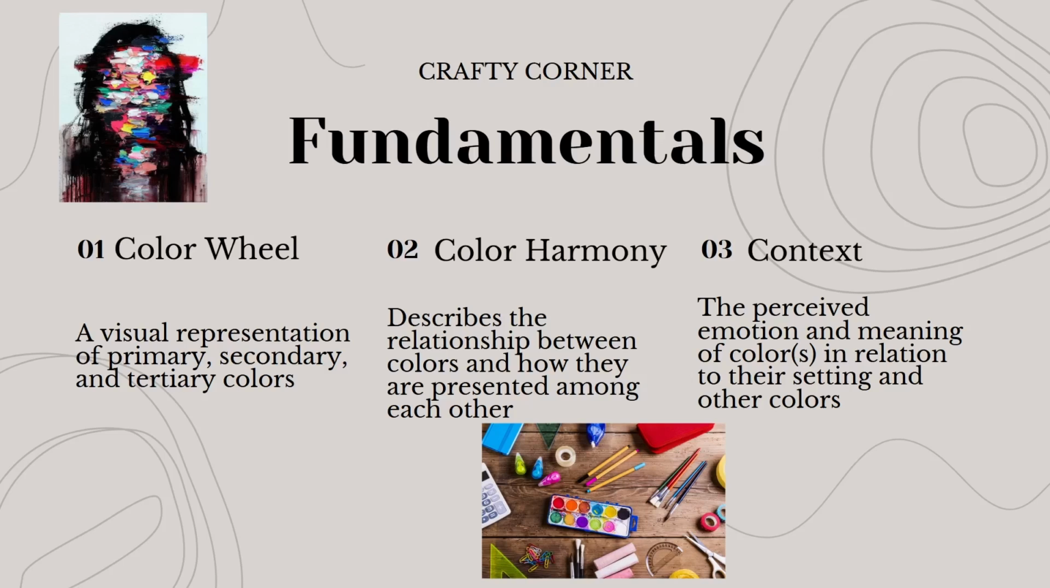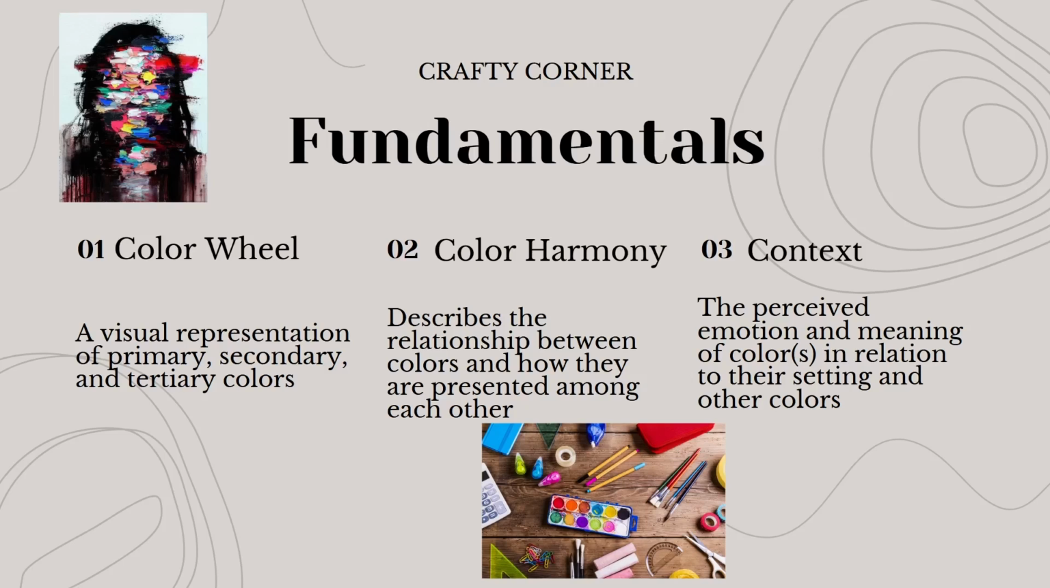Color wheel is an actual wheel of colors that is a visual representation of primary, secondary, and tertiary colors. Primary colors are going to include your yellow, blue, and red, which can mix together to create secondary colors like orange or green. Then you have tertiary colors, which can result from the mixing of primary with secondary colors or secondary colors with each other.